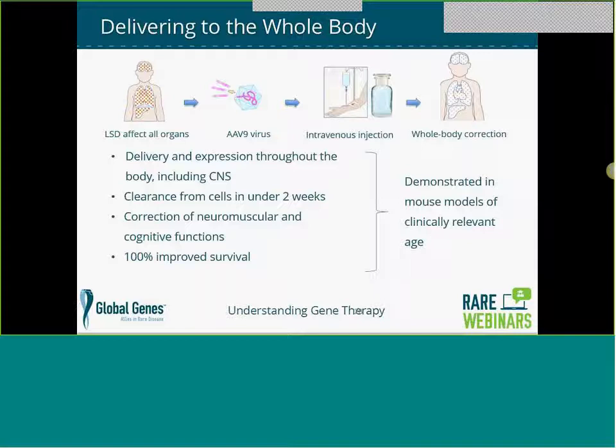And so what we have witnessed in the animal models, that is, animals that have the same genetic mutation or mimic the disease or the symptoms, is that delivery and expression is seen throughout the body as well as the central nervous system. Within about 2 weeks or less, these animals show a clearance of the waste products from the cells. And eventually we do see a return of the neuromuscular and cognitive functions.